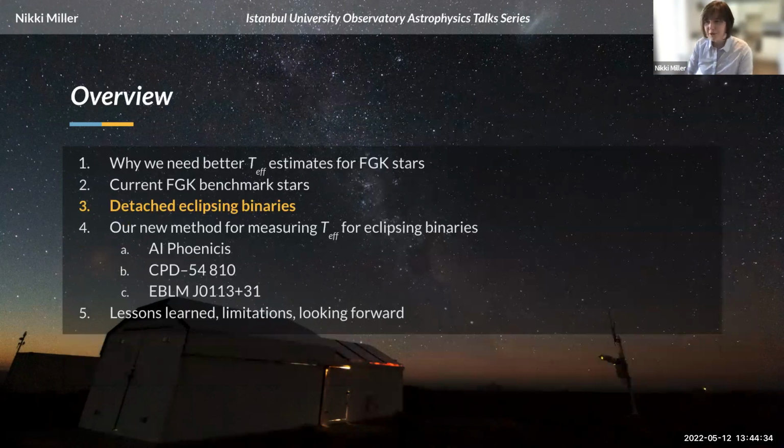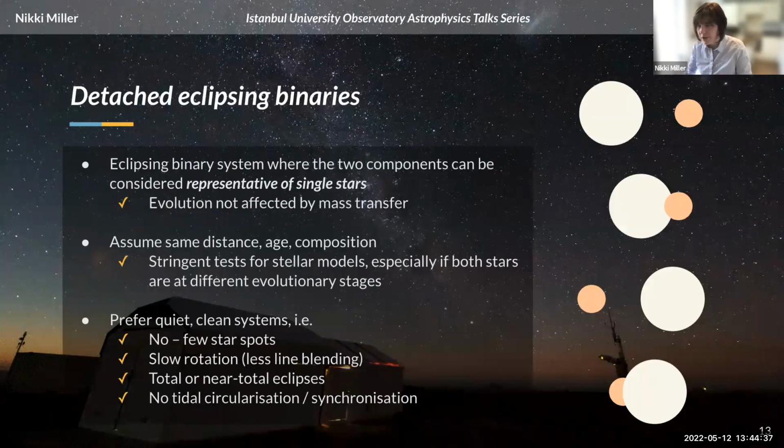So what's so great about detached eclipsing binary stars? When I say a detached eclipsing binary, I mean an eclipsing binary system where the two components can be considered like single stars. So they have not gone through mass transfer, they're not tidally locked, for example. This means that we can compare them to single stars for the purposes of testing stellar models. The fantastic thing about eclipsing binaries is that we can assume that they're at the same distance, the same age, the same composition. So if you have two stars in an eclipsing binary at different evolutionary stages, you can really, really test your stellar models.